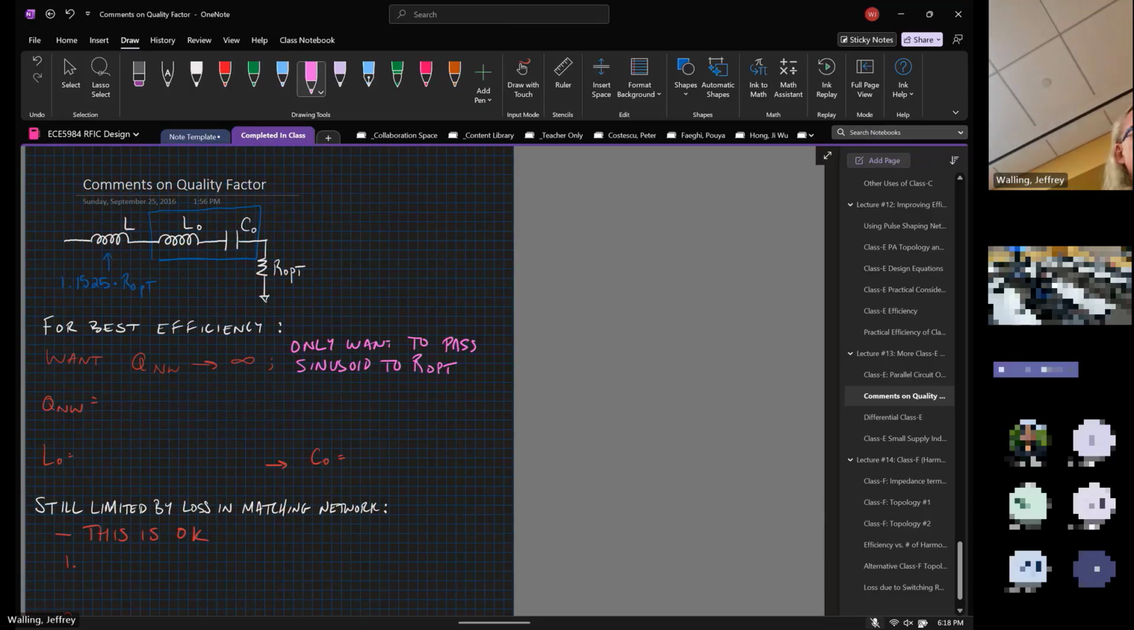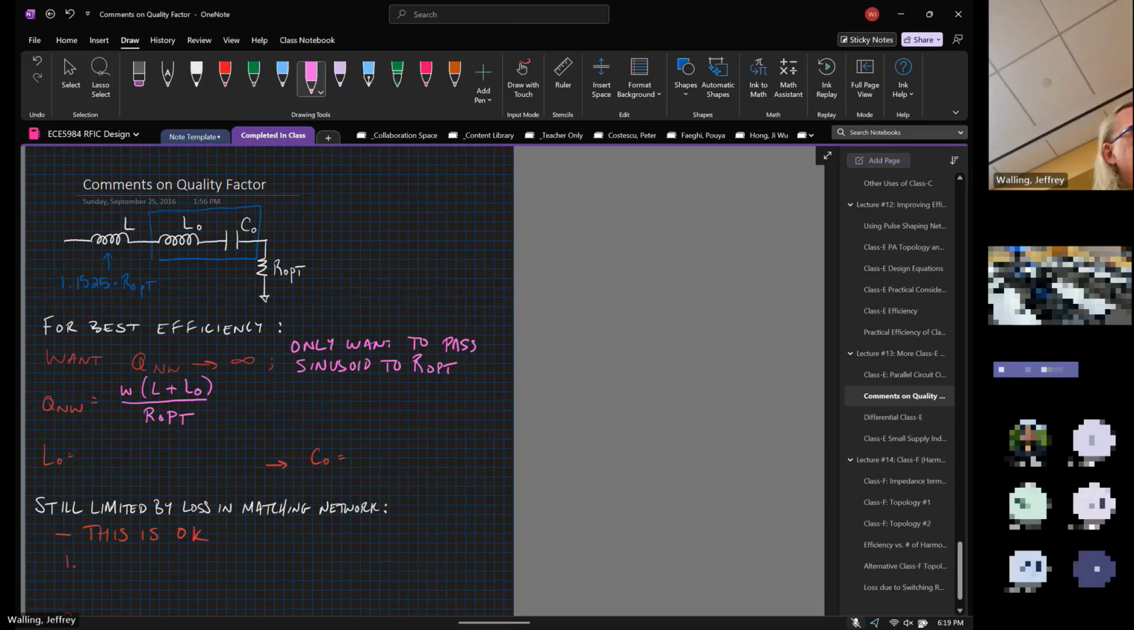All right, now we know that the quality factor of this network is equal to the reactance over the resistance. So we can do this in terms of inductance or capacitance. In terms of inductance, the quality factor would be omega times L plus L naught, where L naught is the portion of the inductance that's part of the series resonant network, divided by X opt over R opt. It's a series resonant network.